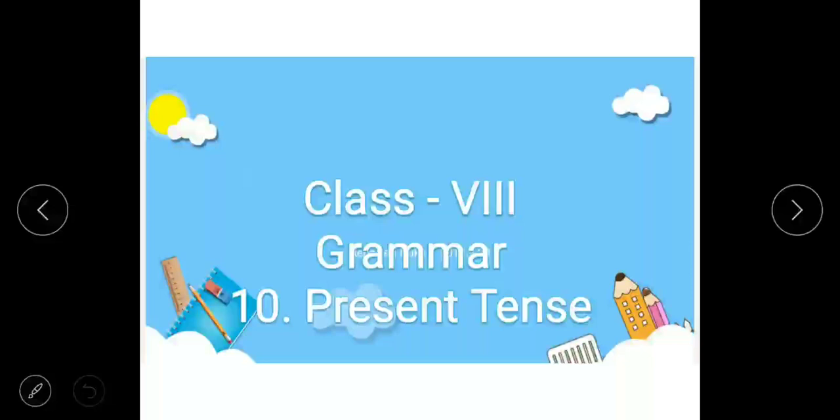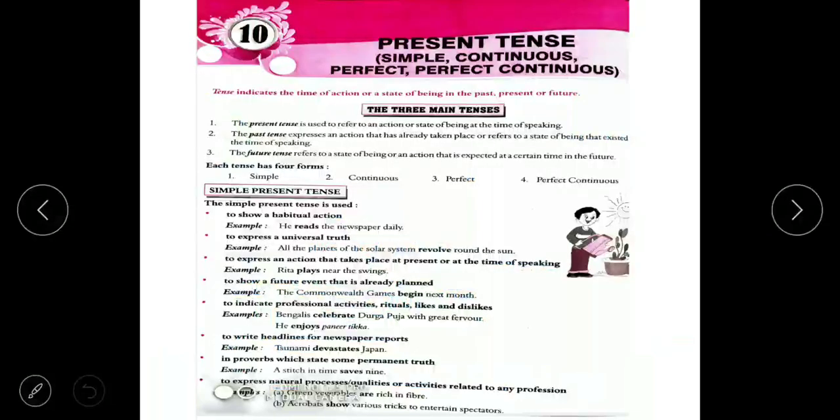Hello learners, today we will start grammar chapter number 10, present tense. Tense indicates the time of action or a state of being in the past, present or future. The three main tenses are the present tense, the past tense, and the future tense. The present tense is used to refer to an action or state of being at the time of speaking.